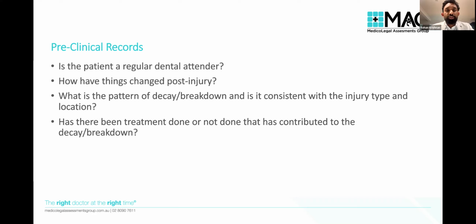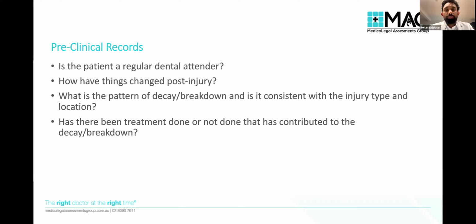So how have things changed post-injury? That's another question we always ask, because post-injury, have they not been sleeping? Have they not been working? Have they not been brushing? Have they not been looking after themselves as well as they'd normally be? And then is that enough for us to say that more likely than not they would have had this breakdown without the injury? Or is it a case that with the injury this dental breakdown has occurred? And what are the factors that we consider post-injury that have led us to come to those conclusions? What is the pattern of decay and breakdown?